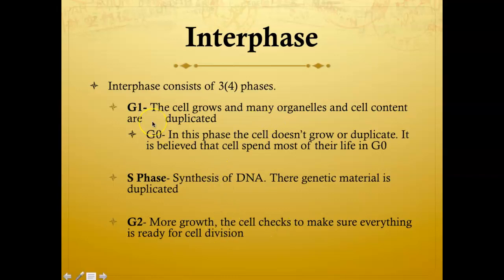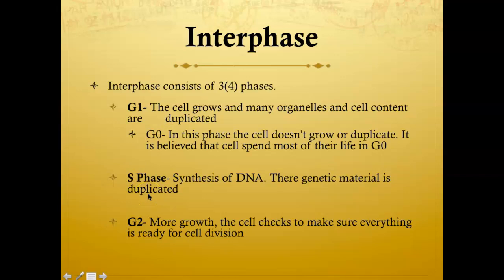You have G1, which is when the cell is growing. The organelles are dividing, and within G1 there's going to be a phase called G0, and this is actually where the cell spends most of its life, even though it's not on that particular diagram. It's not growing or dividing, it is mainly at rest.